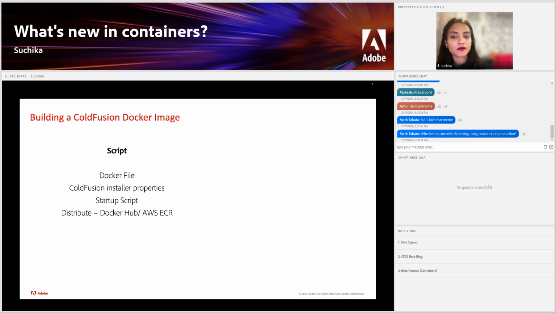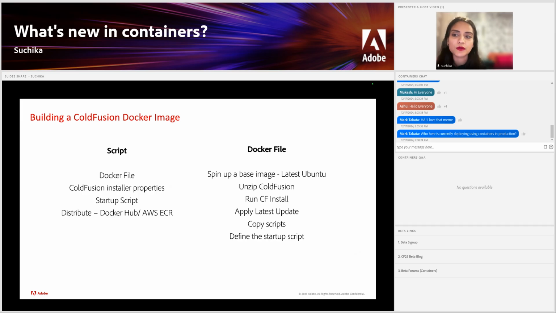Let's quickly look at the Dockerfile used to build the ColdFusion Docker image. We use a base image, which is the latest Ubuntu image available, as the base image for your ColdFusion image. Currently, we have only shipped the Linux image, but we will soon be shipping a Windows image as well. So the base image is only Ubuntu right now, and then we use a zip installer.